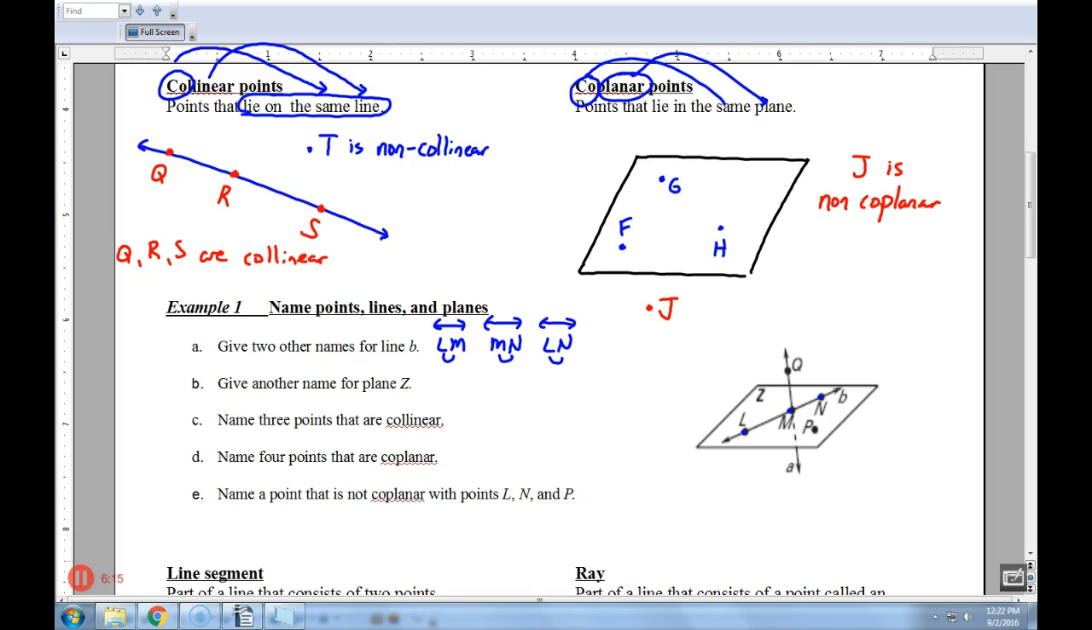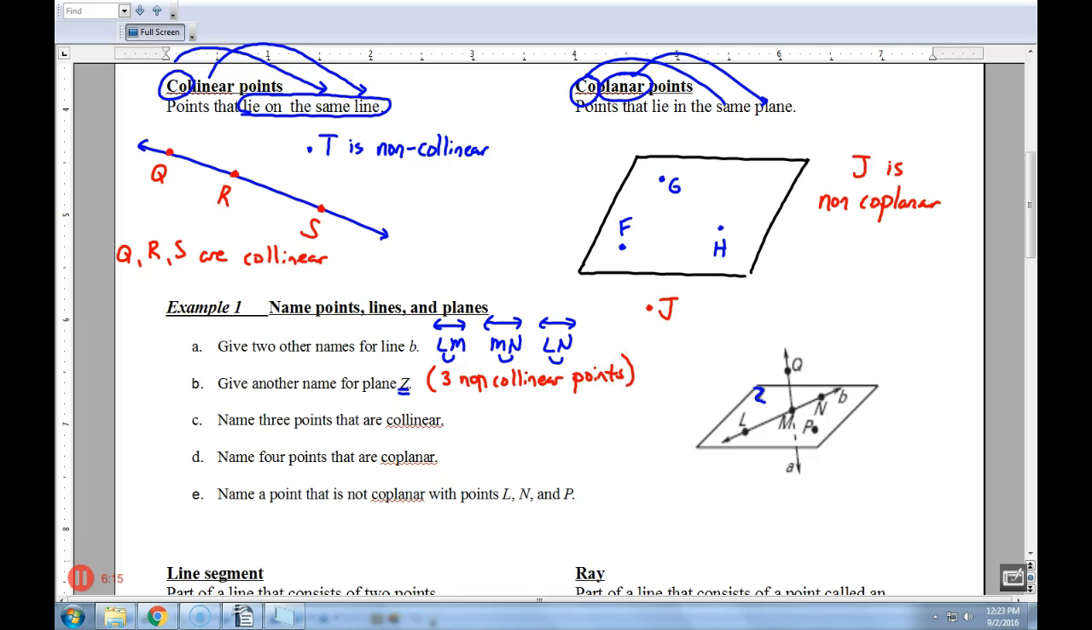Now, give another name for plane Z. So they named it as a capital letter in the corner, which we talked about earlier. That was okay. And now another way to name it is to pick any 3 points. Now, there was one little tiny thing I left out. When you're going to use 3 points on a plane, you have to make sure that they do not lie on the same line. So I'm just going to put here in parentheses, another way to do this is 3 non-collinear points.